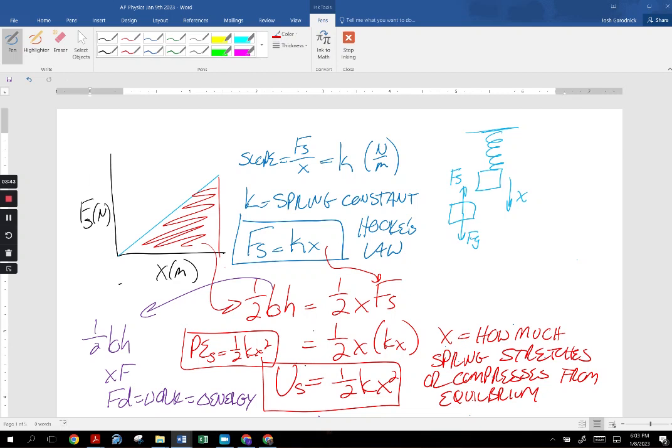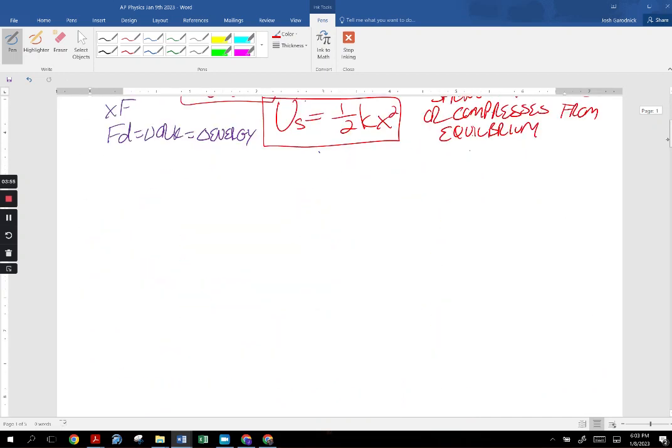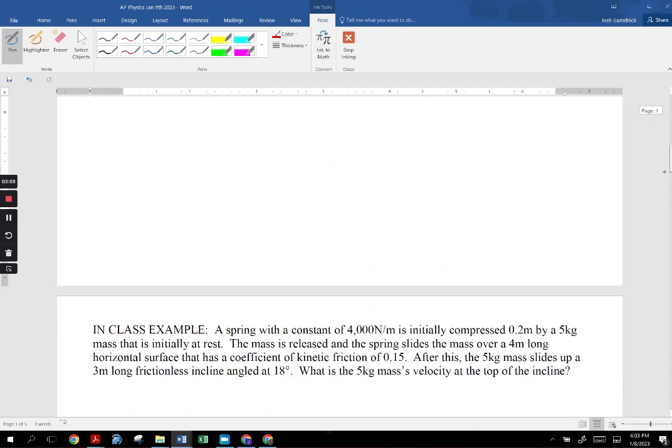You have that energy when a spring is either stretched or compressed, doesn't matter, either one, from equilibrium. That's it. So we just derived spring energy by taking the area of a graph. Let's do a sample problem really quick here. See how to do this.